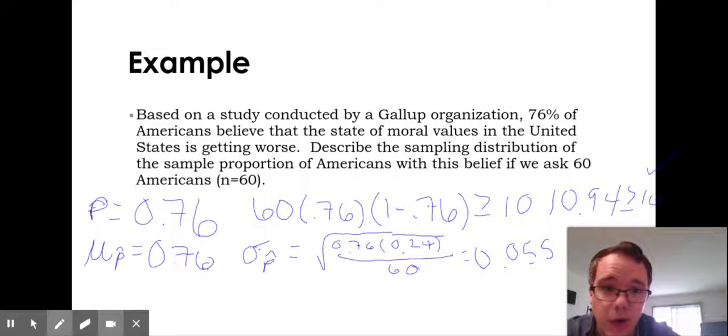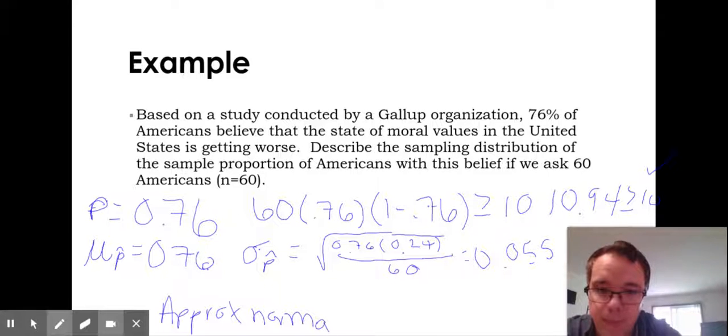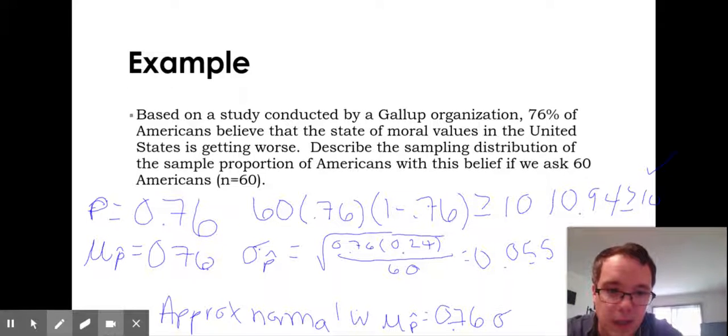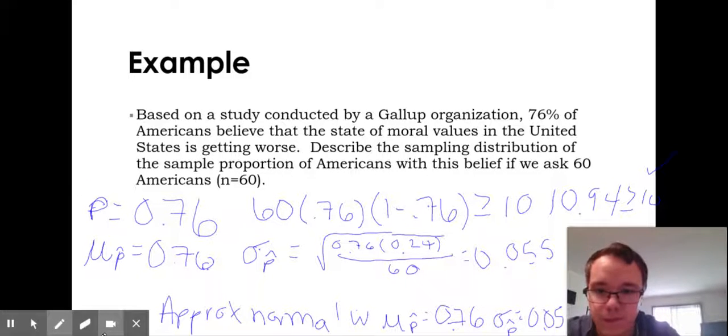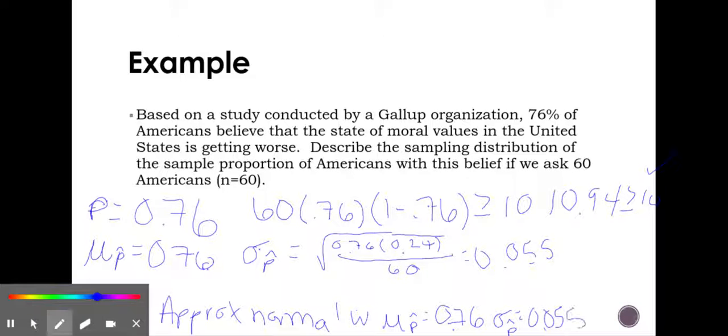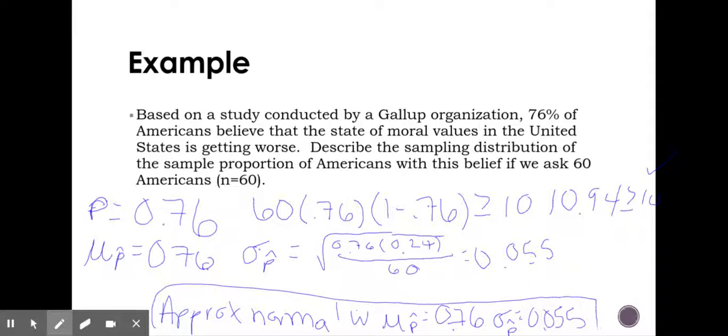So to describe our sample proportion, we would say that it's approximately normal, with an expected value of 0.76 and a standard deviation of 0.055. So that would be our description.